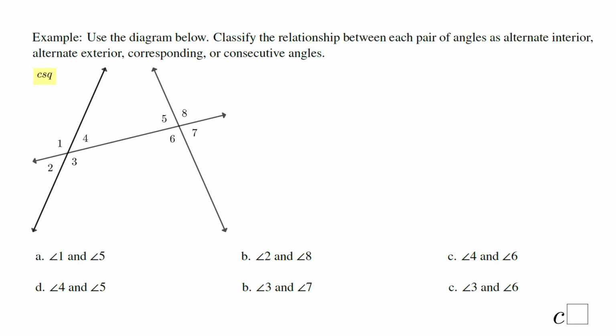Let's now see an example after we know the names of these angles. Use the diagram below to classify the relationship between each pair of angles as alternate interior, alternate exterior, corresponding or consecutive angles. So let's take a look at the first one, 1 and 5. If you notice, 1 and 5 are right here. That tells me right away this should be the transversal, which I'm going to call T. And now looking at these, we notice one is interior, one is exterior, and they're on the same side of the transversal. So 1 and 5 are corresponding angles.